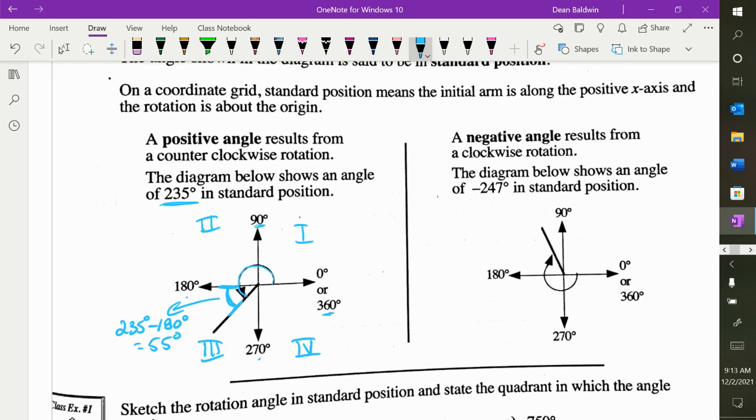If I say a negative angle, so negative 247, you have rotated clockwise. So you start here and you go the other way. It's 180 to there. So all the way to there is negative 247. What is that angle? 67 degrees. If it's 180 to there, and you got to get to 247, how much more do you have to add? 67 degrees. Does that make sense?